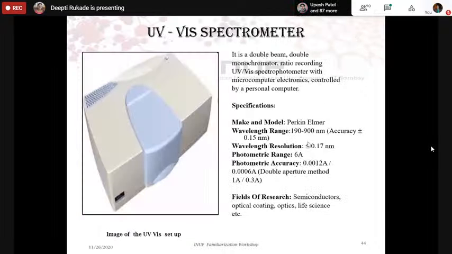Next, we move to the UV visible spectrometer. UV visible is mostly used for measurement of band gaps. It can also be done in three modes: reflectance, transmittance, and absorption mode. Absorption is the most commonly used, and it can be used during your process of fabrication, or it can be used the other way around also, apart from your fabrication.